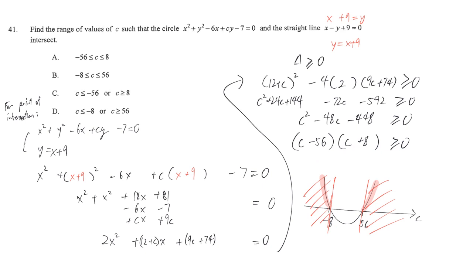Then we write down our target. c is less than or equal to negative 8, or it can be larger or equal to 56. So therefore the answer is D.